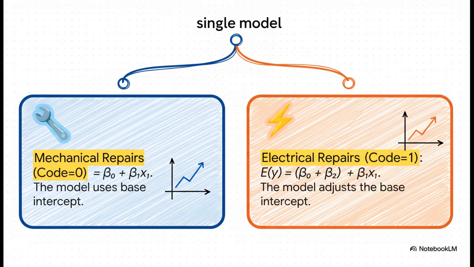And what's so cool about this is that it basically creates two separate prediction models inside of one. You can see it right here. The model gives us one equation for mechanical repairs and a slightly different one for electrical repairs. It figures out that maybe electrical repairs just have a different starting time, and it builds that right into the prediction. It's incredibly flexible.